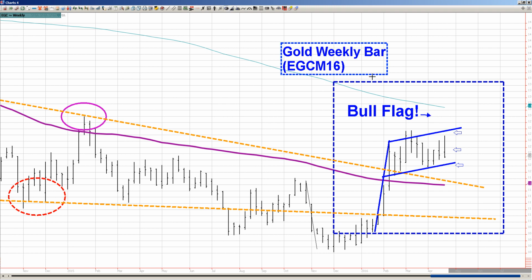Because if it just comes down to here, let's say, and holds, well, that's just a rotation inside of a bull flag, and head back up you'll go. So be careful if you're going to jump in on the short side of gold. I know it had a big down day today.